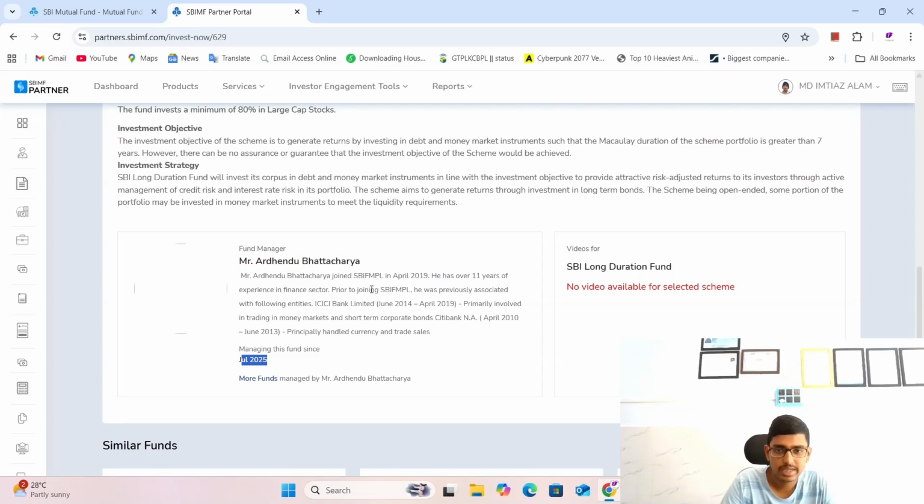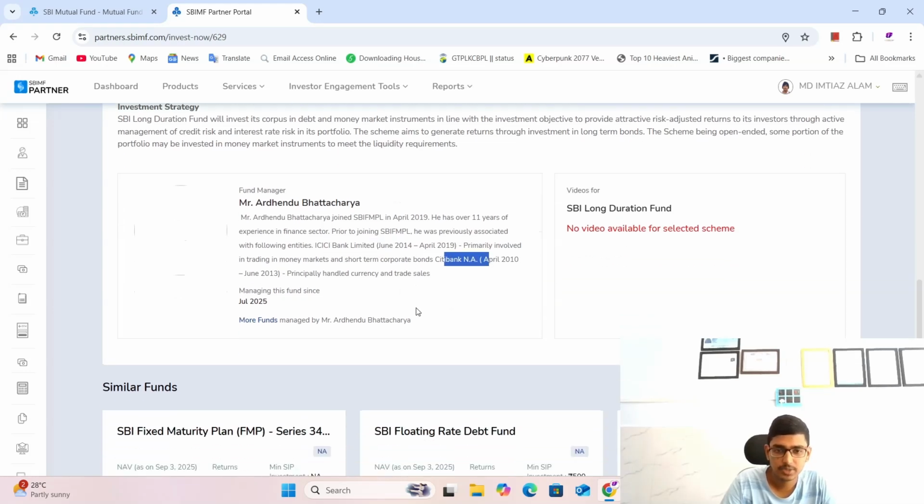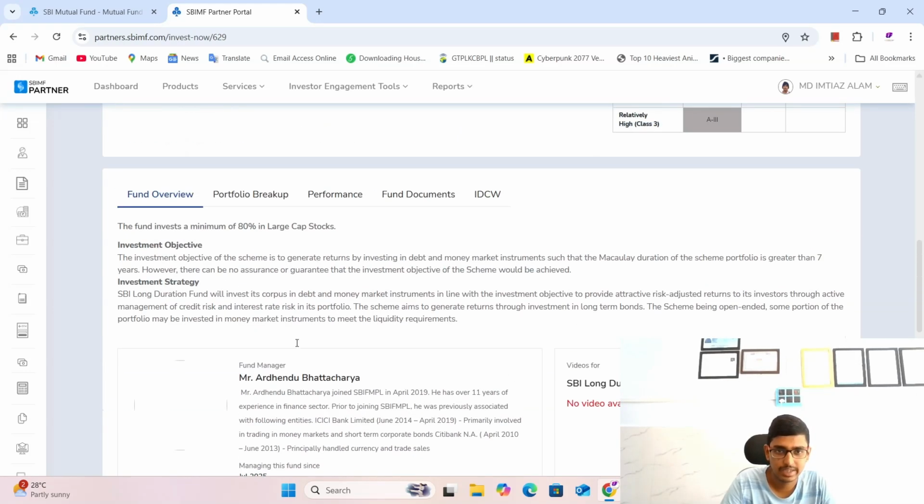So Ortendu Bhattacharya has a lot of experience. He has been in ICICI Bank, and before that he was in Citibank. So he has a lot of experience in this field, we could say that.